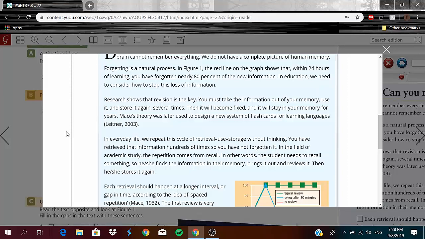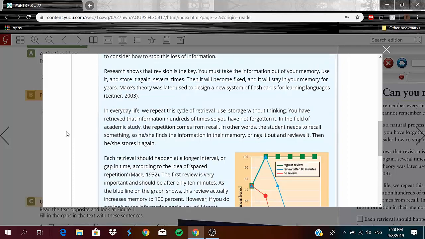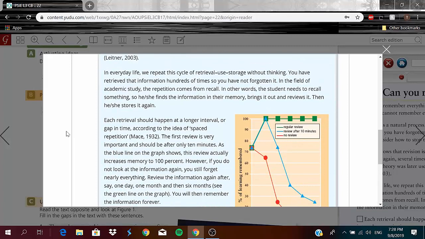Mace's theory was later used to design a new system of flashcards for learning languages, later 2003. In everyday life, we repeat the cycle of retrieval, use, storage without thinking. You have retrieved that information hundreds of times, so you have not forgotten it. In the field of academic study, the repetition comes from recall.